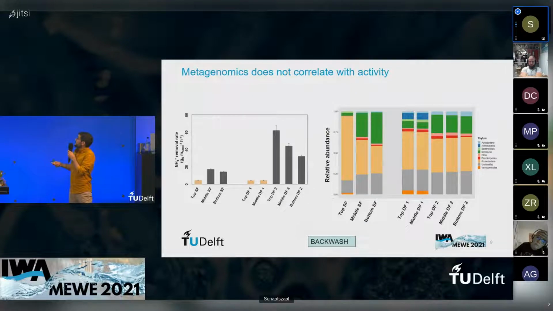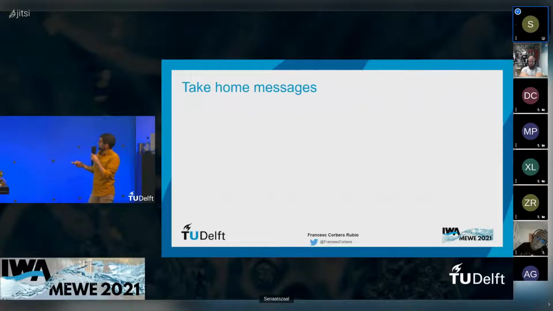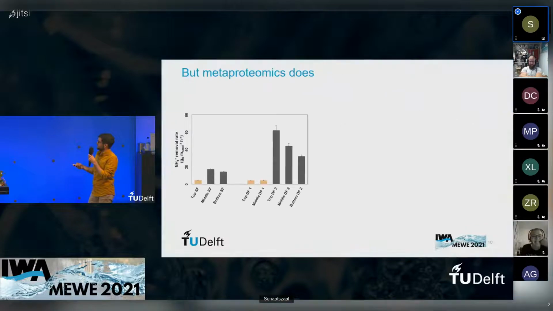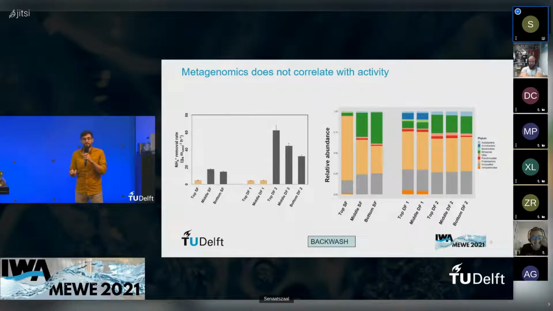But then we still needed a method, spoiler. We still needed a method to track activity. So instead of tracking potential reactions, which is what you do with metagenomics or with any method that targets DNA, we chose metaproteomics, because proteins are the actual biological catalyzers of reactions.